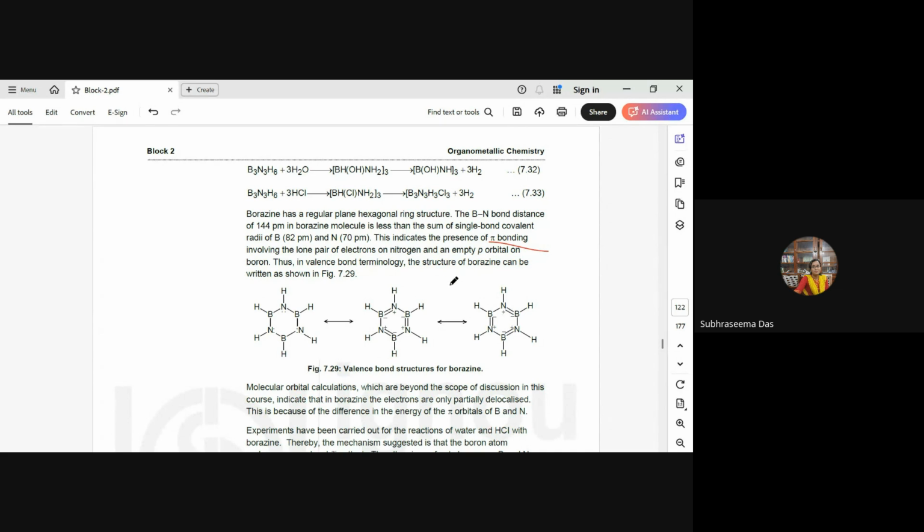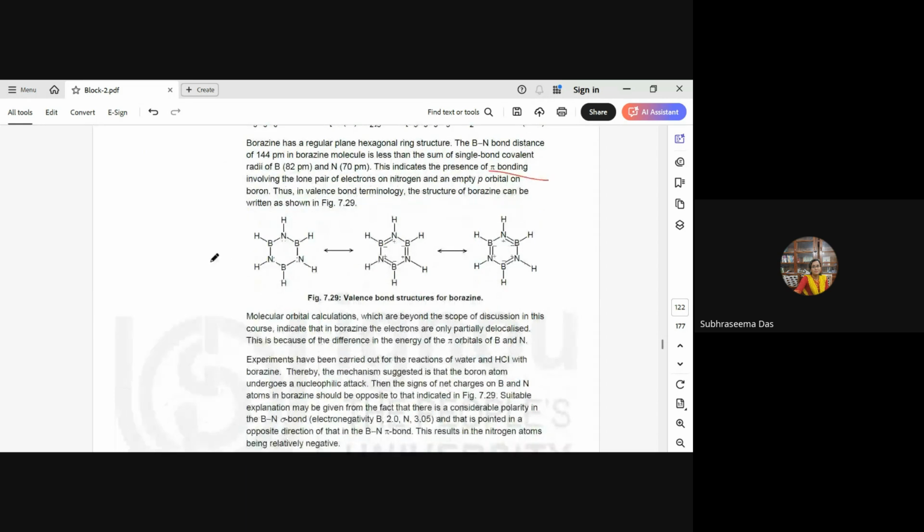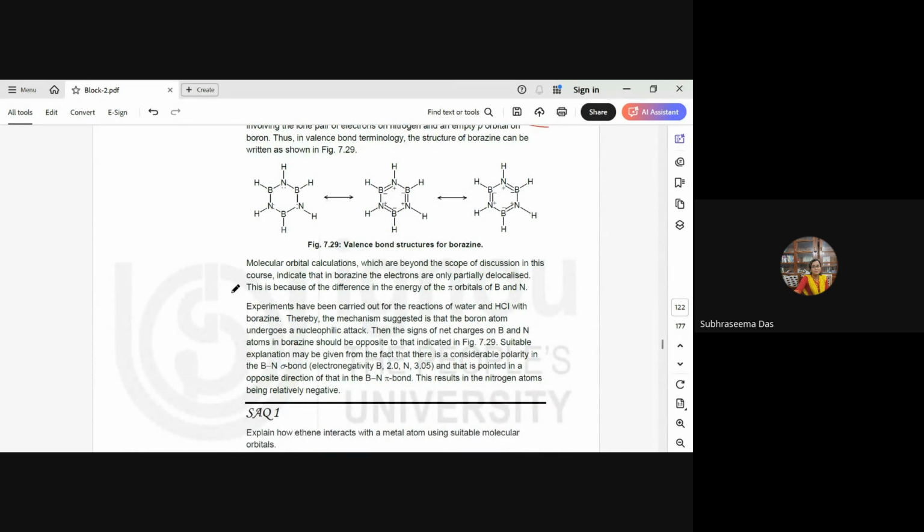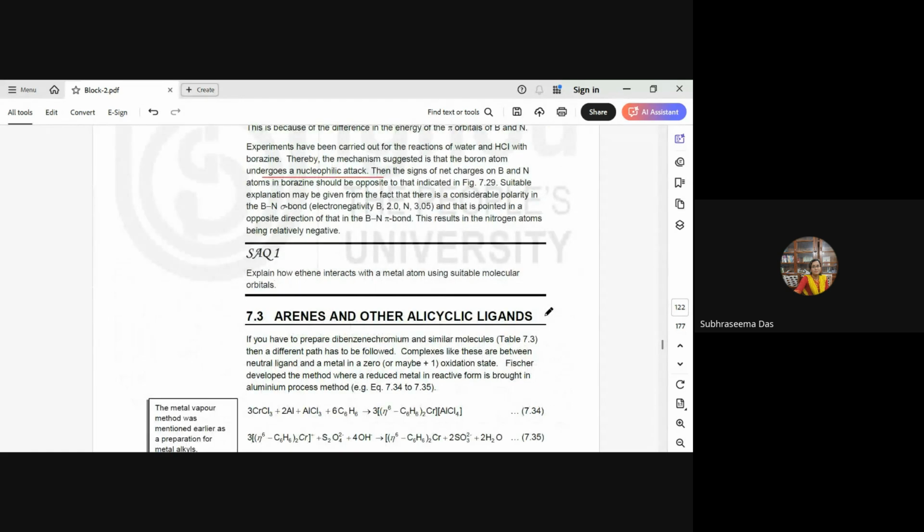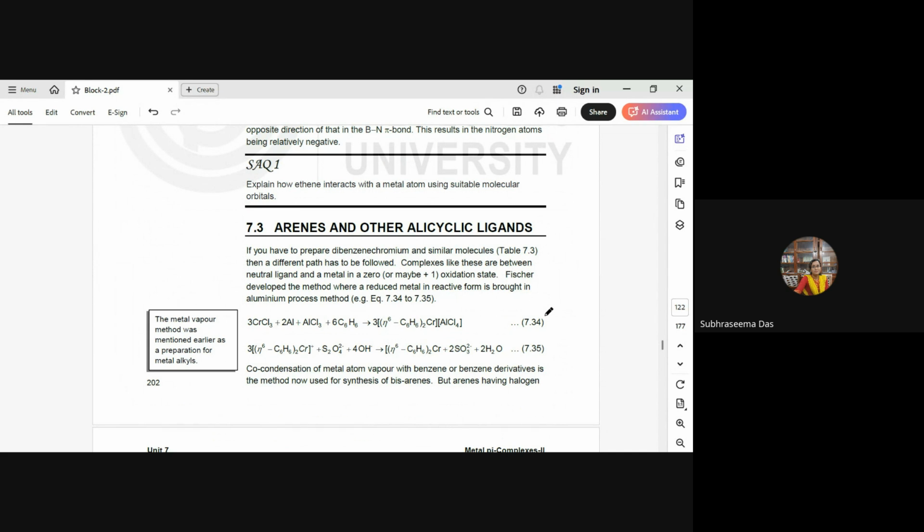So that is why the terminology has been shown here as borazine. The molecular orbital calculations for borazine are beyond the scope of this discussion. Experiments have been carried out for the reaction of water and HCl with borazine. The mechanism suggested that the boron undergoes a nucleophilic attack. There may be other factors which also influence the reaction of borazine with HCl or with water. Then coming to arenes and other alicyclic ligands.